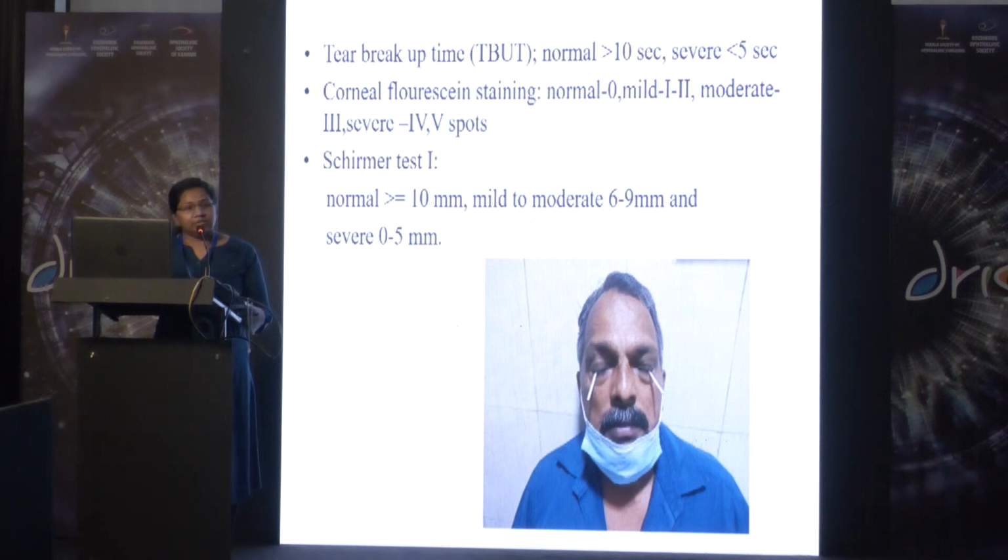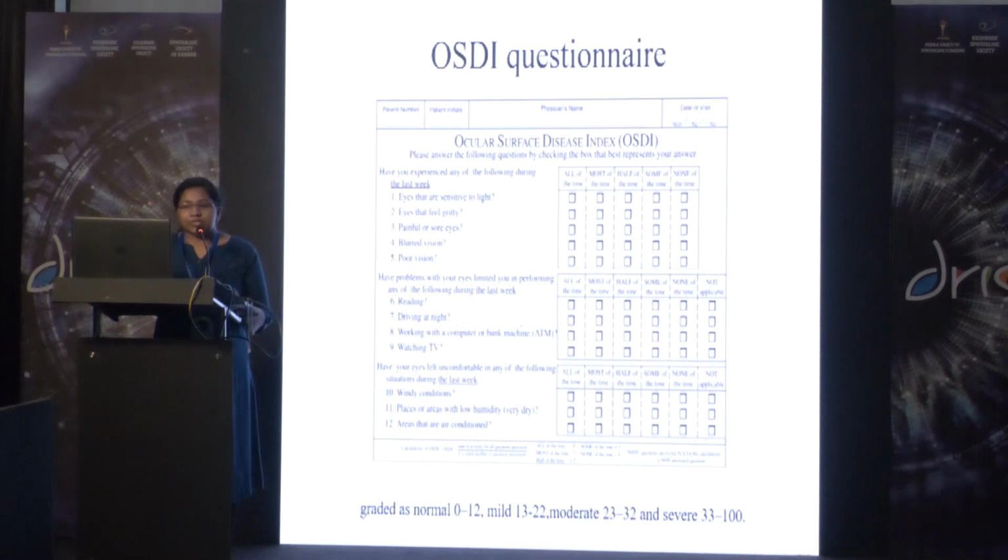Corneal fluorescein staining was normal if there were 0 dry spots, mild if there were 1 to 2 dry spots, moderate if there were 3 and 4, severe if it was more than 4 dry spots. Schirmer test was normal if it was more than or equal to 10 millimeters and severe if it was less than 5 millimeters. This was the OSDI questionnaire given. It was 12 questions and the total score is out of 100. It is normal if the score was between 0 to 12, mild 13 to 22, moderate 23 to 32, and severe if the score was more than or equal to 33.